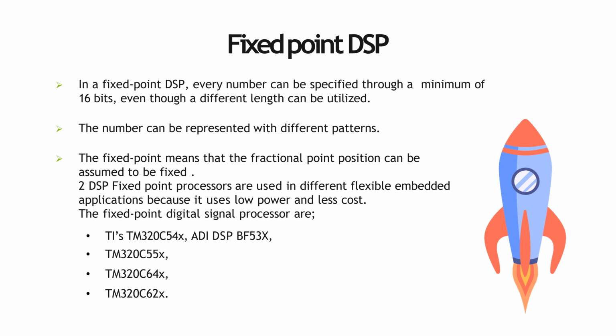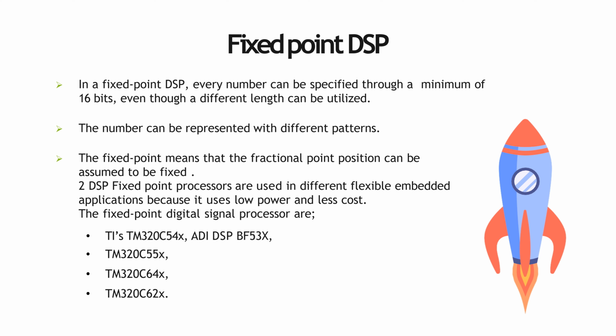First one is the fixed point digital signal processor. It usually represents each number with a minimum of 16 bits, although a different length can be used. For example, Motorola manufactures a family of fixed point DSPs that uses 24 bits.